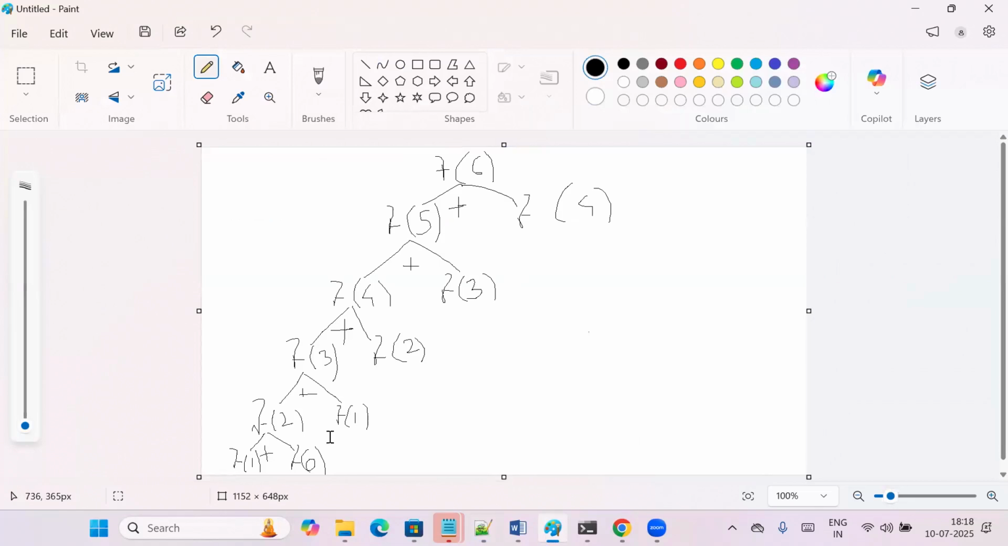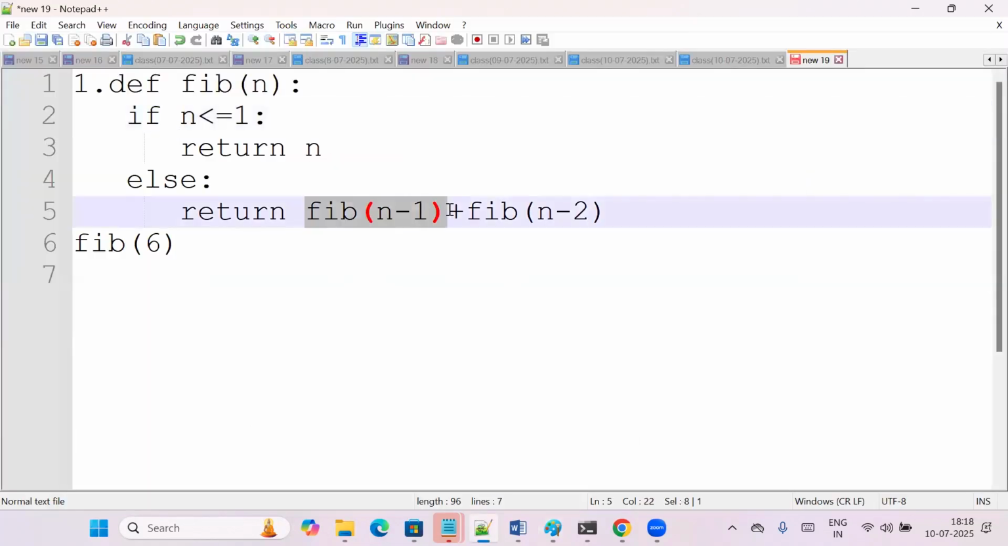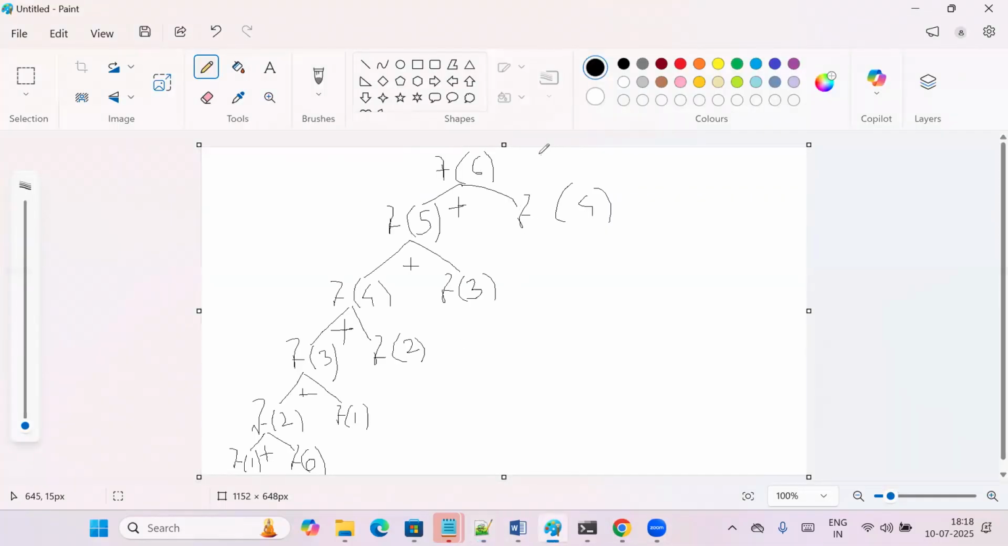Because we have a function called fib of n minus 1 plus n minus 2. So I had drawn the recursion tree for fib of 6, because the n value we had taken as 6 here. Here you get n minus 1 plus n minus 2. This is the recursive call, so the function is getting called every time. If you see here, f of 1 value is 1 and f of 0 value is 0. So 1 plus 0 is 1. So this answer is 1.